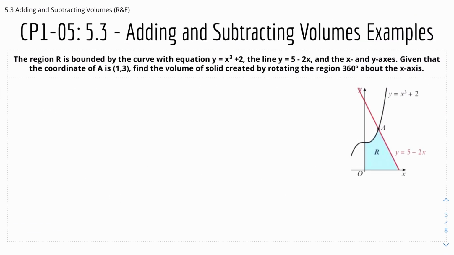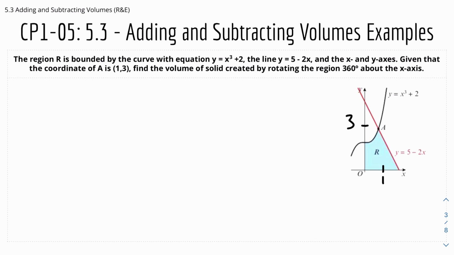We'll now look into some examples for adding and subtracting volumes. Here's the first question. The region R is bounded by the curve with equation y equals x cubed plus 2, the line y equals 5 minus 2x, and the x and y axes. Given that the coordinate of A is (1, 3), so this is 1 and this point is 3, find the volume of the solid generated by rotating the region 360 degrees around the x-axis.